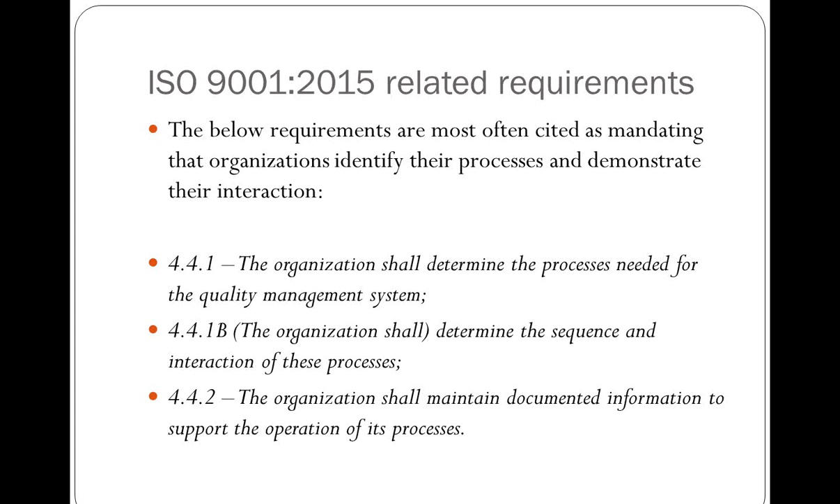Now, looking then at 9001-2015, the first two requirements are virtually the same. In 4.4.1, it states that you have to determine the processes that are needed for your system. You have to determine a sequence and interaction for those processes. And additionally, you have to maintain documented information supporting the operation of your processes. And having that documented interaction of processes is considered part of an appropriate fulfillment of that last clause, 4.4.2.